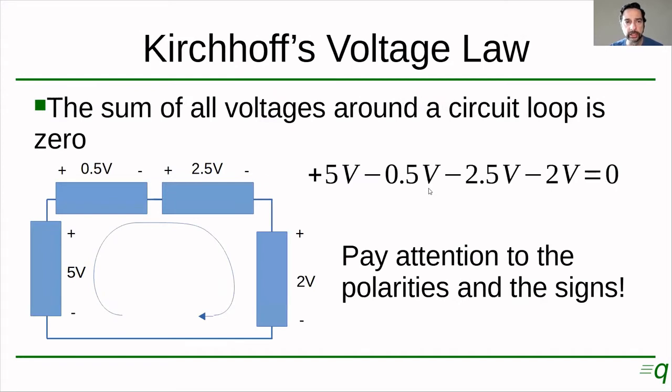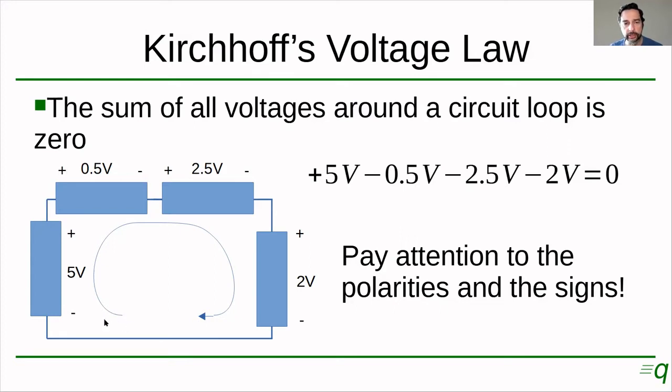Okay, let's move on to Kirchhoff's voltage law now. The formal definition says that the sum of all voltages around the circuit loop is 0. So let's take this one as an example. We have a loop here, which is a path where we can go around, right? And let's start at this point. So here, if we add all the voltages and keep in mind the signs, if we go from minus to plus, we're going to add. If we go from plus to minus, we're going to subtract.